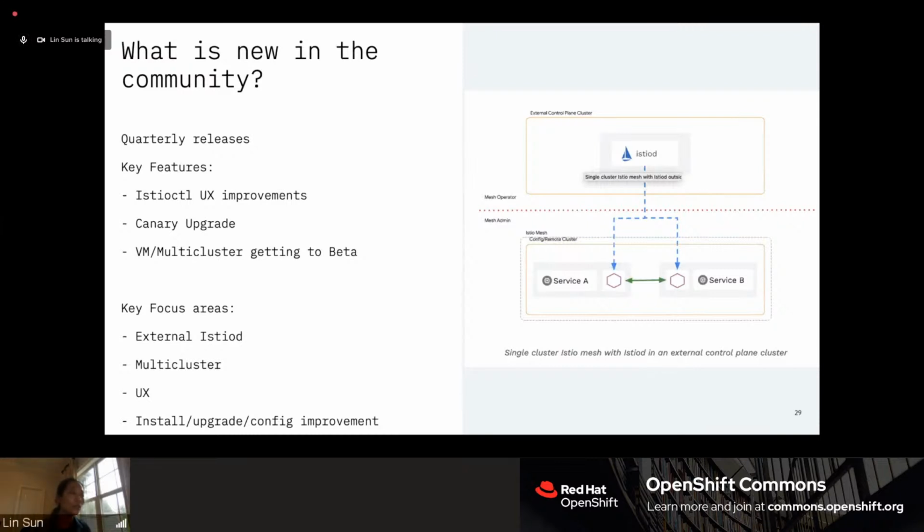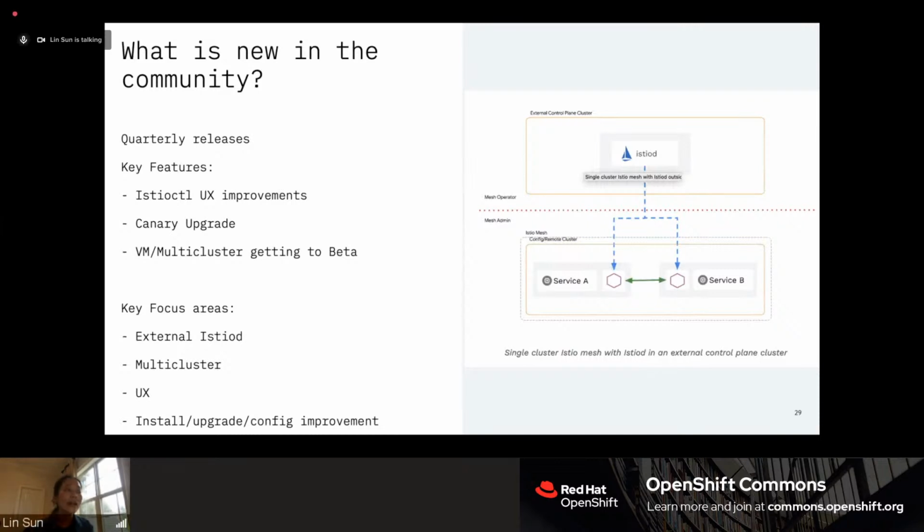So we're working hard in the community to drive that to beta, so that users feel more comfortable using multi-cluster and running services on VMs, bringing them to the mesh. Some of the key focus areas for the IBM and Red Hat team in the community is external Istiod, as we're showing on the diagram on the right side.